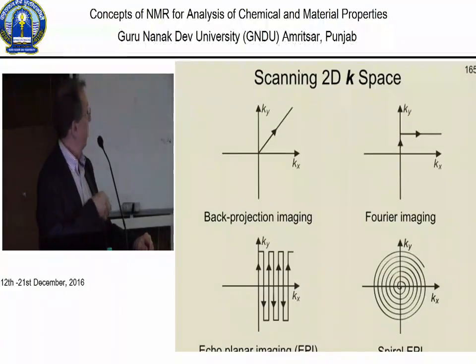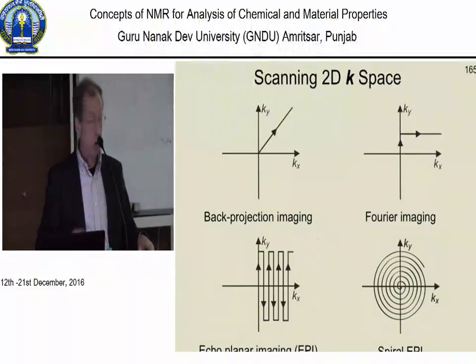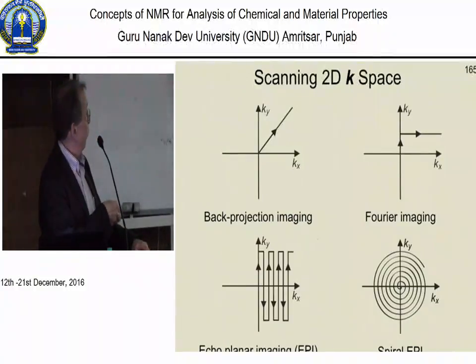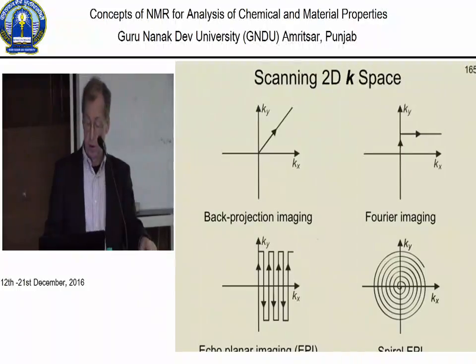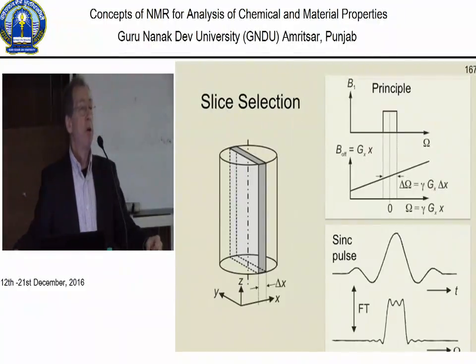So these are different imaging methods that one applies. But we will not go through these imaging methods. We will only address the Fourier imaging method in the following, because there's actually a very interesting evolution that I'd like to point out for you. But before we do that, I want to talk about slice selection.